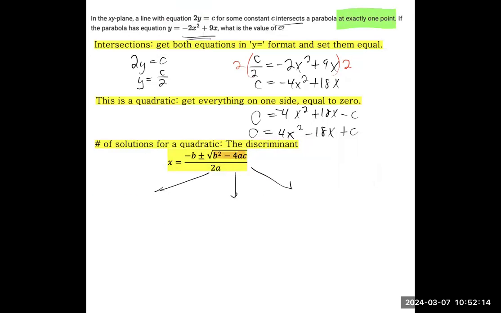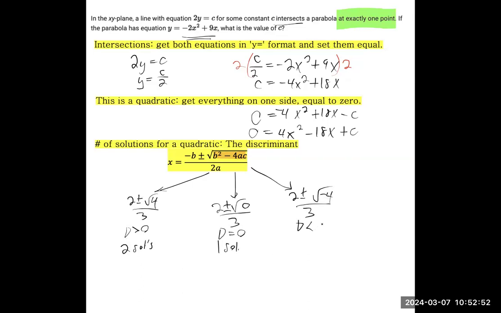Now, right now, I'm going to use numbers that have nothing to do with this question just to illustrate what happens. So we could have 2 plus or minus root 4 over 3, 2 plus or minus root 0 over 3, 2 plus or minus root negative 4 over 3. So if the discriminant is positive, the 4, then we have two solutions, because here we would add 2 and take away 2, and we get 2 answers. If the discriminant is 0, we'd have one solution, because the discriminant there is not really a number that does anything. So the answer would be 2/3. There would be one solution.